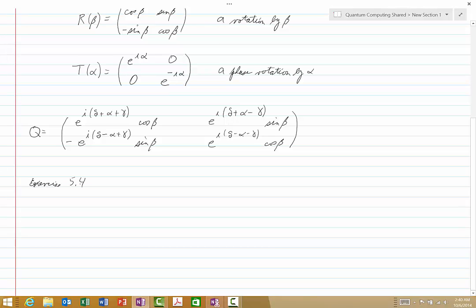I'll just take a look at one of these. We want to show that X is equal to minus i times T of pi over 2, R of pi over 2, T of 0.